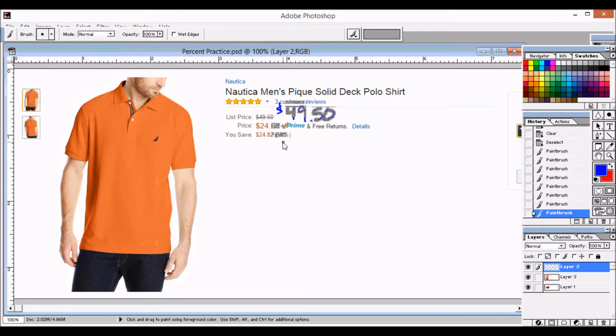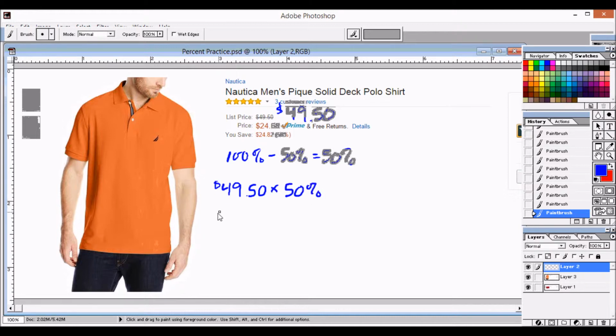Now, this 50% is a little silly because if I do my 100% and subtract 50% from it, I just get the exact same thing. I still get 50%. So there's not a whole lot going on with the 50% discount. It's probably the easiest one to do because you take the original price of $49.50 and multiply it by 50%.